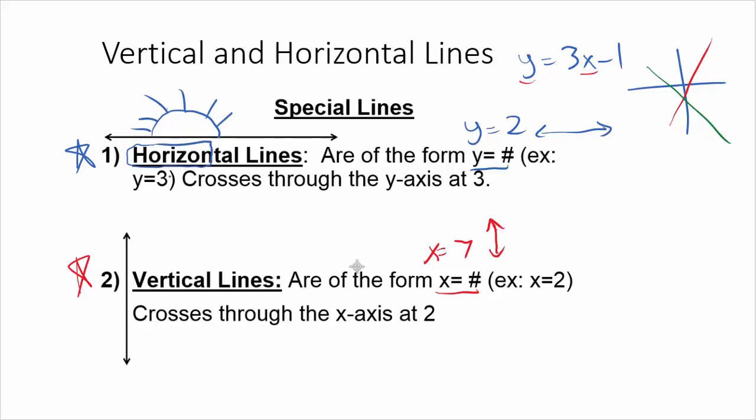It's going to sound kind of silly here, but they look a little bit like the horizon. So whenever you see just a y, it's a horizontal line, and it looks like the horizon, because it has just a y.